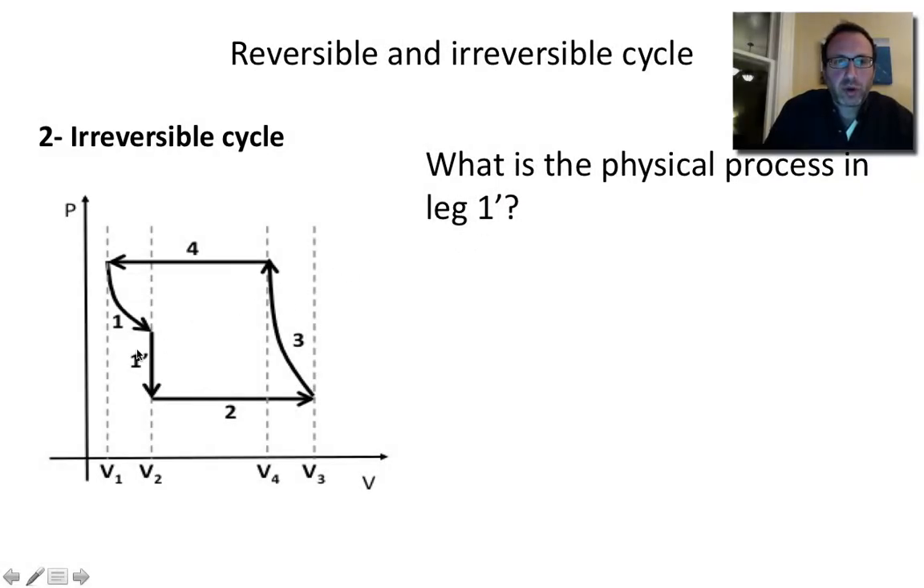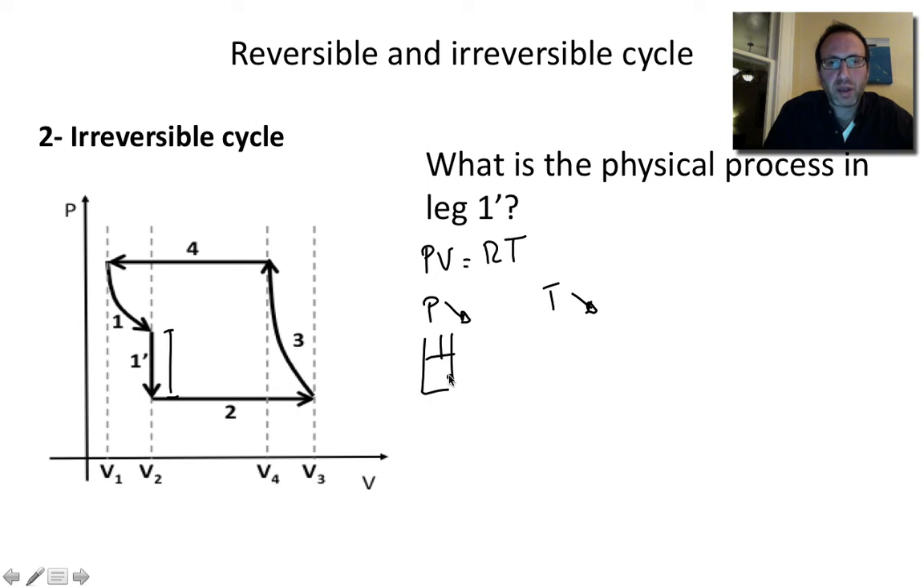What is the physical process in leg 1 prime? Well, in leg 1 prime, you can see that the pressure is dropping at constant volume, because PV equals RT. If the pressure is dropping, it means that the temperature is dropping, so it means that heat is being transferred to the surroundings. So the process that's occurring in leg 1 prime is the piston is not moving and heat is being transferred to the surroundings.